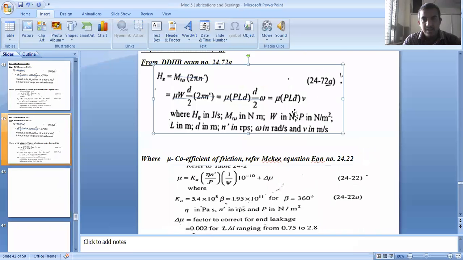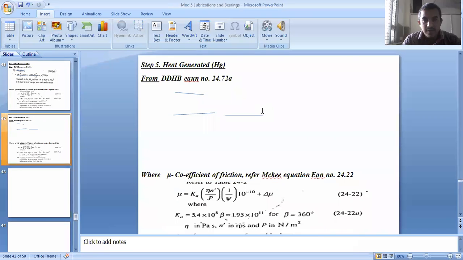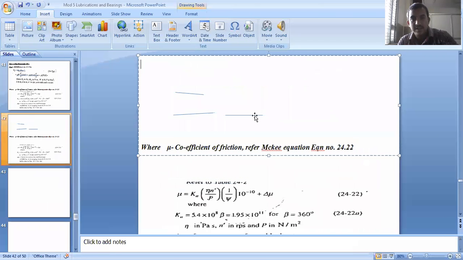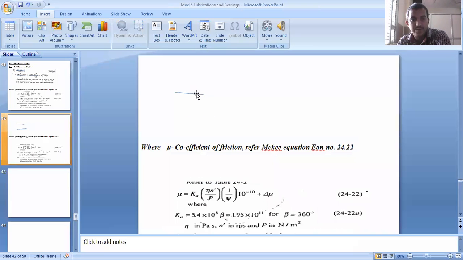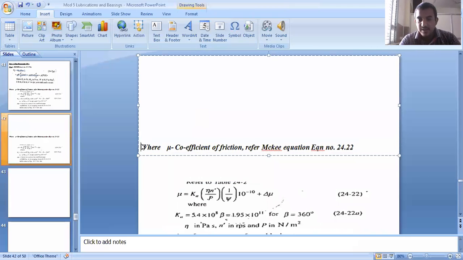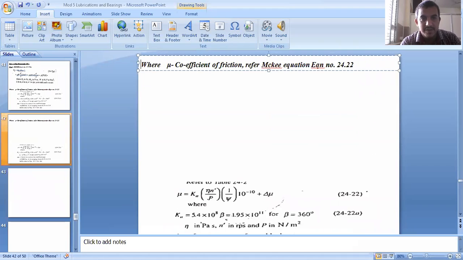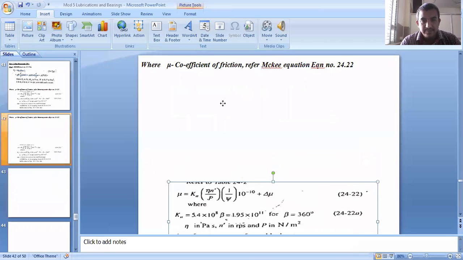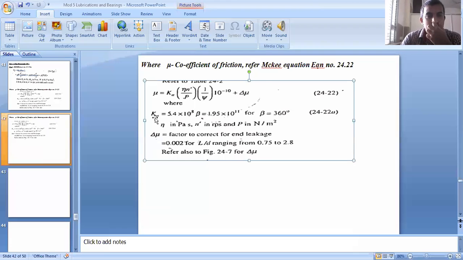Sir, we don't know the clearance ratio now. Clearance ratio you don't know, right? We'll check one by one. Ka is given, right? K is equal to 5.4 into 10 to the power of 8 beta. For beta, for the 360 degree full journal bearing, beta value is 1.95 into 10 to the power of 9.